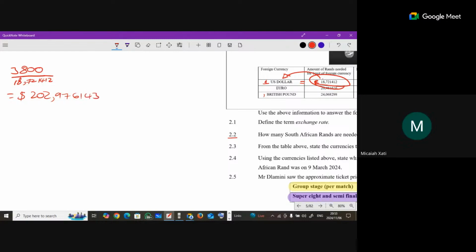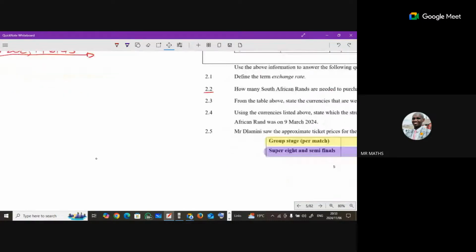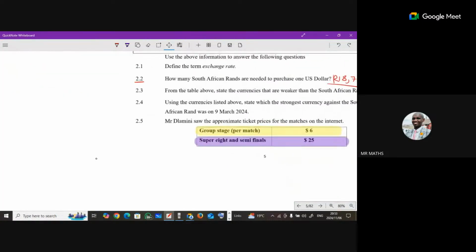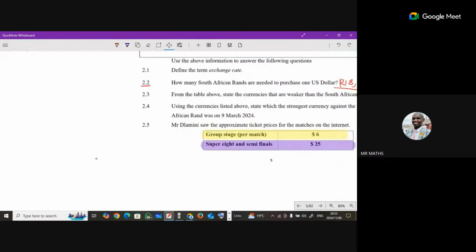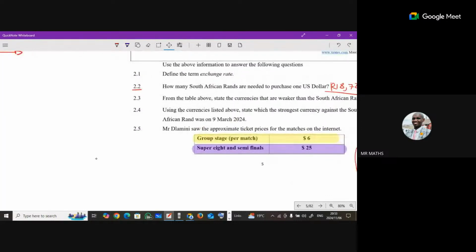So now in dollars, this is what they have in terms of dollars. Then let's check how much the tickets are. The tickets for each group stage are $6. So which means how many matches do they want?